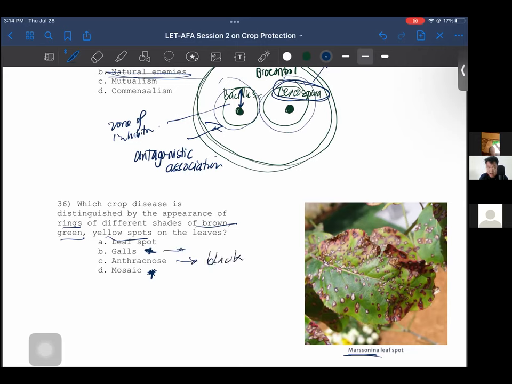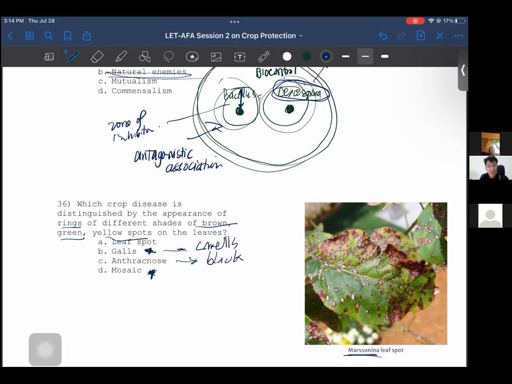Galls later are like bumps, swelling. Swelling is galls. And mosaic is also on the surface, but it is not like this. It is not brown, green, and yellow spots. That can be just yellow. So here, this leaf spot can be a combination of all of those colors. So take note of this.